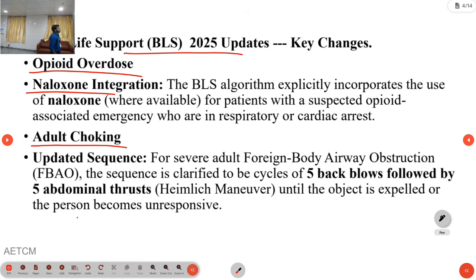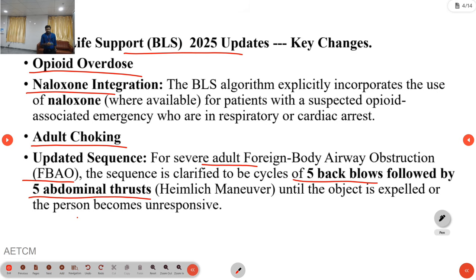Then the next update is adult choking. As per this, if you have an adult patient with severe foreign body airway obstruction, what we need to do is give 5 back blows followed by 5 abdominal thrusts. 5 back blows followed by 5 abdominal thrusts. This is the recent guideline.